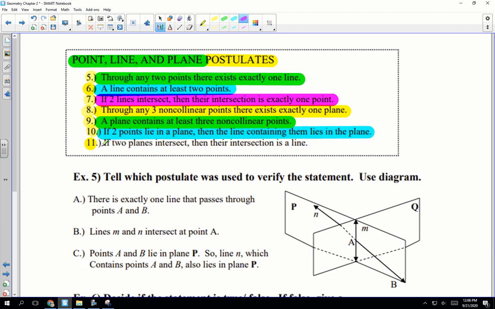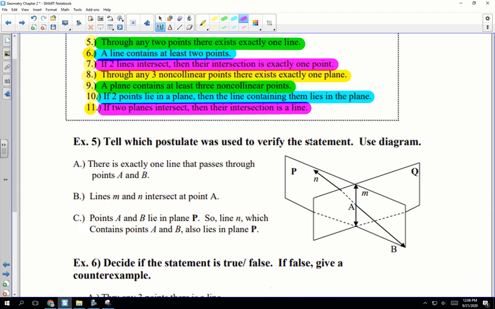And our last one that we're going to look at today is: if 2 planes intersect, then their intersection is a line. We're going to use these postulates up here to verify the statement, and we're going to use the diagram to help us see what we're talking about here.